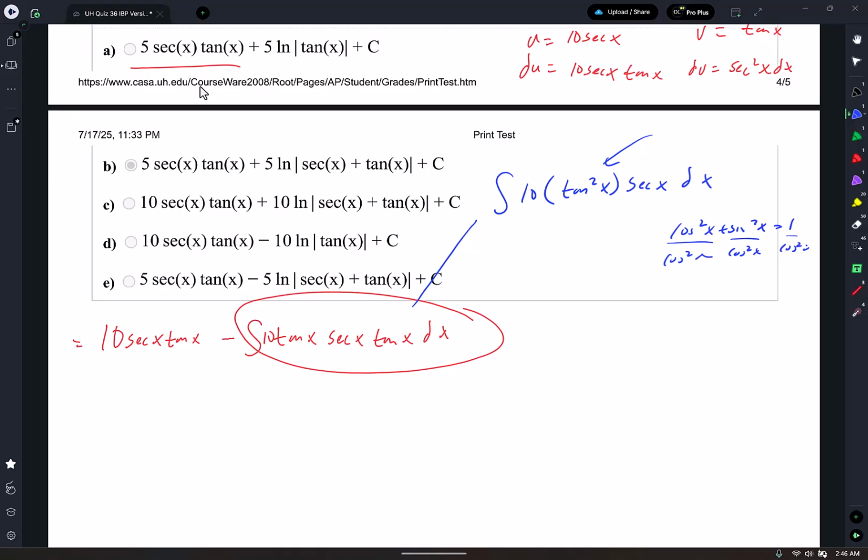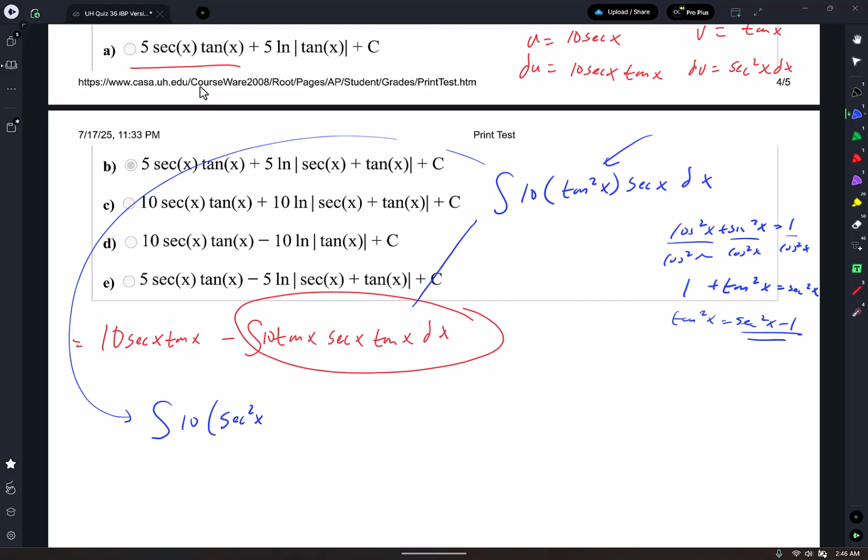Yeah, there are always trig identities, guys. 1 plus tan squared x equals secant squared x. So tan squared x is equal to secant squared x minus 1. So that's what I'm going to replace for that right there. So here we go. I'm going to come back and I'm going to say that is the integral of 10, parenthesis, secant squared x minus 1, close it, and then secant x again. I'm going to distribute.